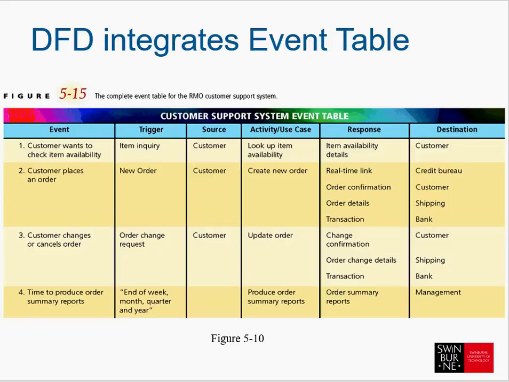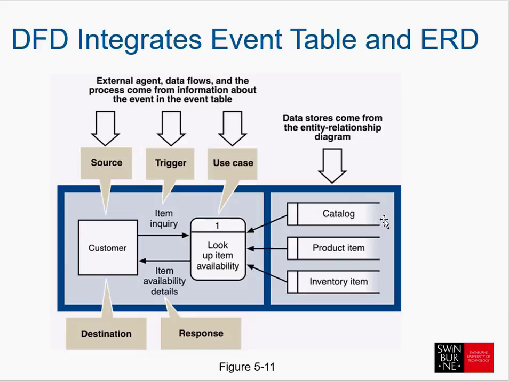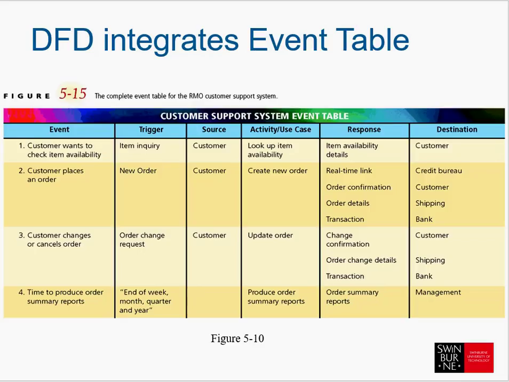So this is an example of a data flow diagram. In other words, this is actually a data flow fragment for one event. So we have the external agent, the customer. The external agent is the source as well as the destination. If you go through our event table, you can see the source and the destination is both the customer, or the external agent. And then we have this lookup item availability use case.